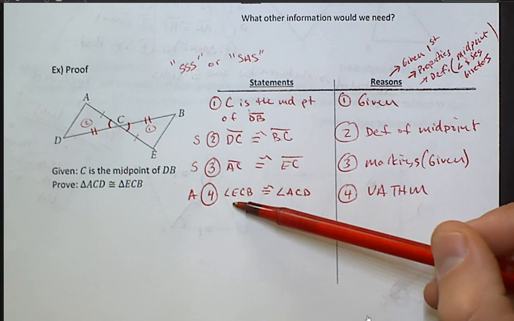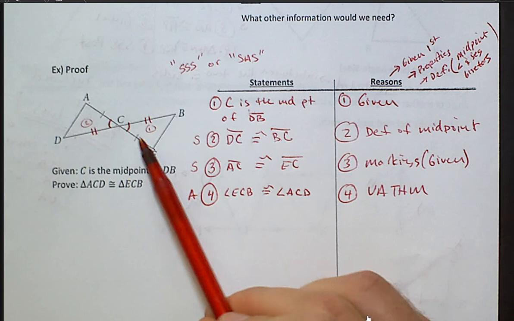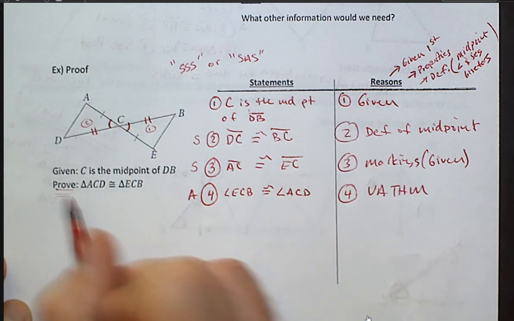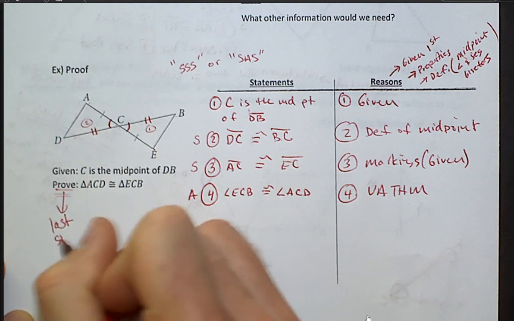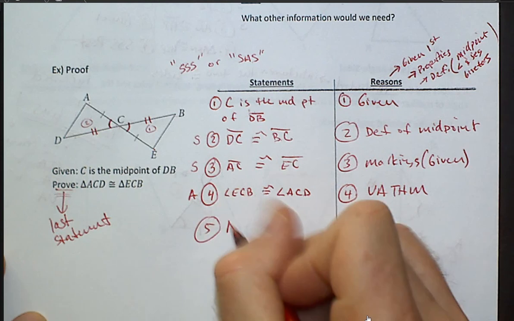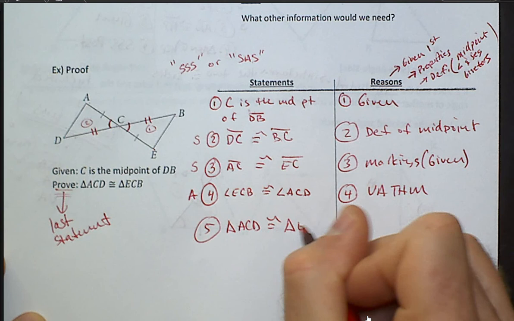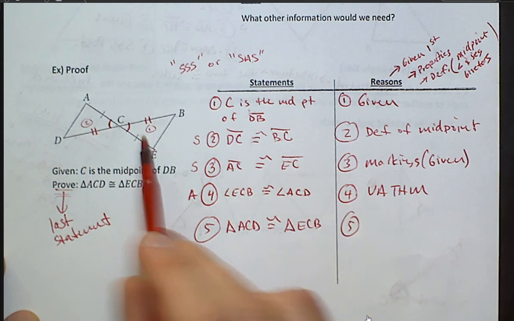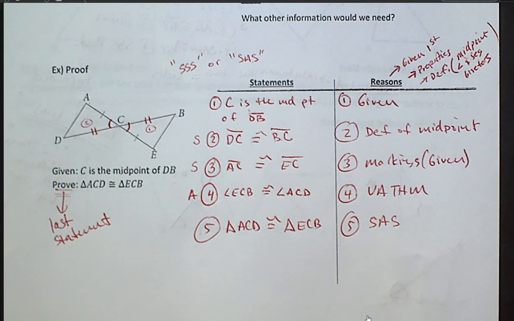Okay? What matters is the diagram. What does it look like? Side, angle, side. So we are technically done with our proof. Remember, this is what you're trying to prove. Your proof statement is always the very last statement. Okay? So we're done. So we're going to put triangle ACD is congruent to triangle ECB. And the reason we can say that, the reason I know that these two are congruent, is side, angle, side. And we are done.